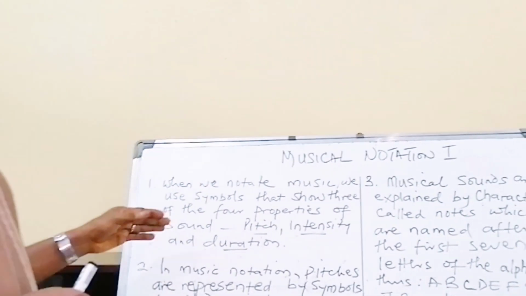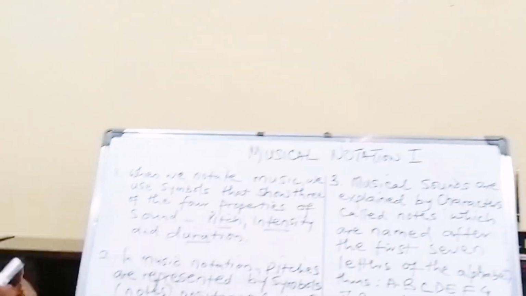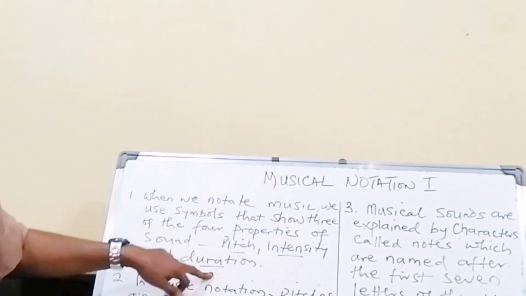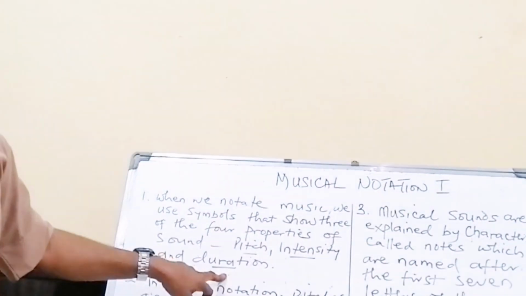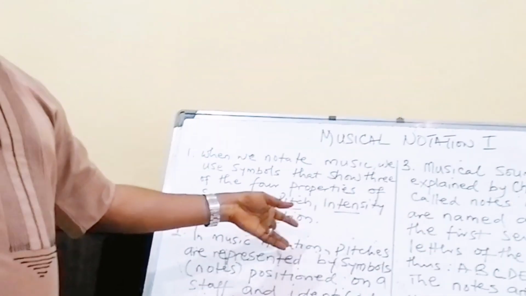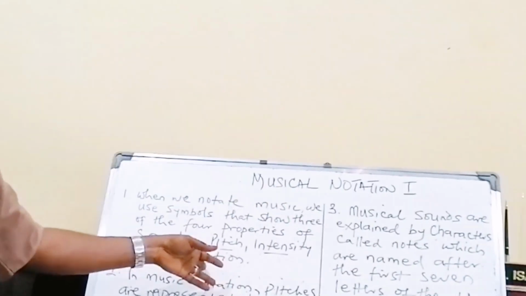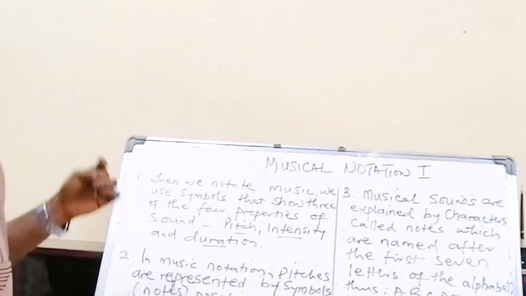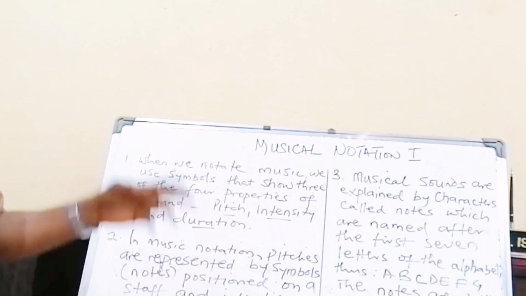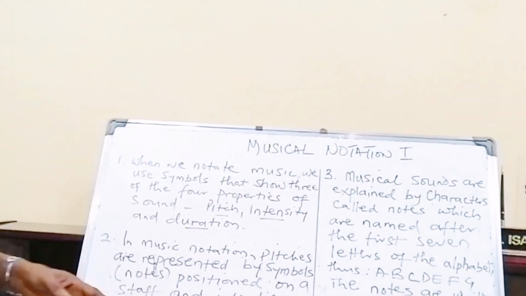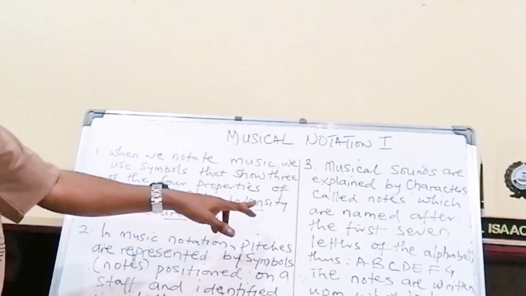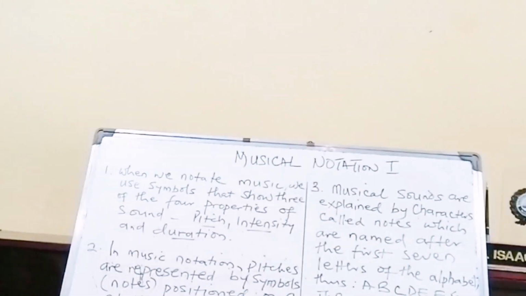Now, when we notate music, these 3 properties of sound, pitch, intensity, and duration, can easily be identified. But timbre is not easily identified. Why? Because timbre can easily be known when the music is played. For example, if you play what you notate on the piano, the timbre will be that of the piano, the sound quality. If it is played on the violin, the timbre will be that of the violin, the tone quality. So when you notate music, don't forget the 3 properties represented are pitch, intensity, and duration.